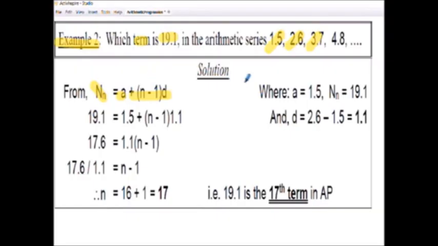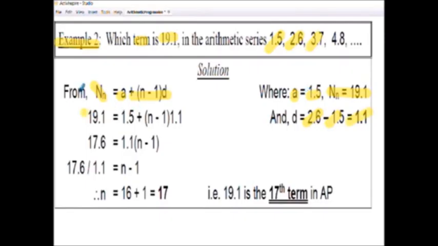So again, notice that the a is equal to 1.5. A is the first term in the series. The value we're trying to find this time, the Nn, is 19.1. The d in this case is going to be 2.6 take away 1.5. That's the second term take away the first term, which is equal to 1.1, which we can see from the question. So all I'm going to do now is put those values into the equation and rearrange for n.